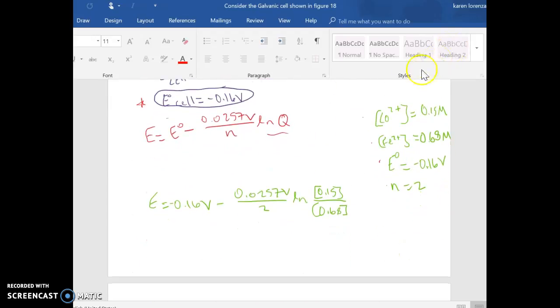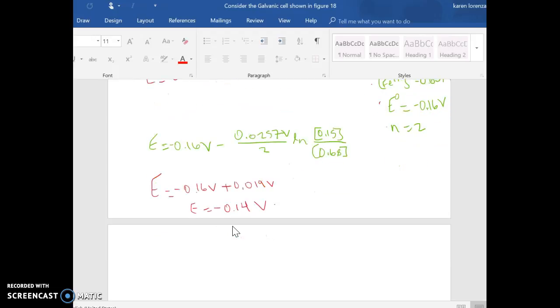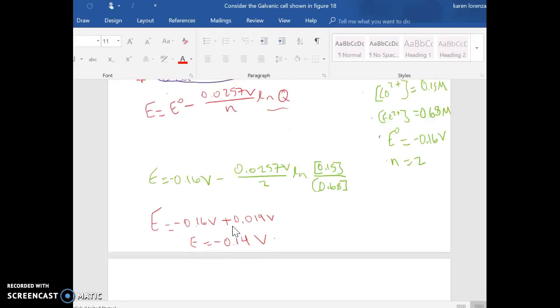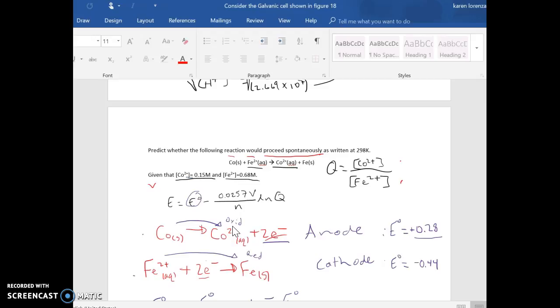And then all we have to do now is plug it into our calculator to solve for E, or our non-standard EMF. After we plugged everything into our calculator, we found that our non-standard EMF is equal to negative 0.14 volts. And since our non-standard EMF is negative, it's non-spontaneous. So therefore, our reaction is non-spontaneous in the way that they gave it to us. Thank you.